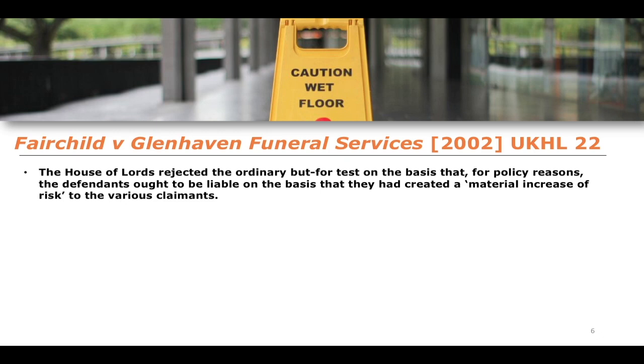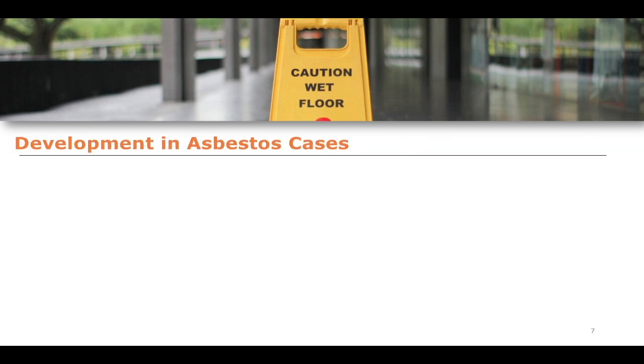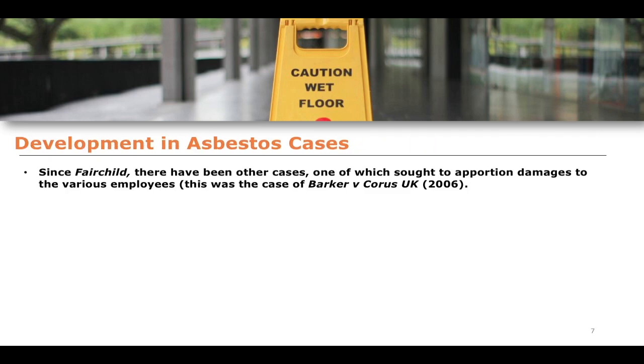If we were to apply the but-for test, how could you even possibly know which asbestos fibre was the cause of the illness, and where that asbestos fibre came from? Did it come from employment A? Did it come from employment B or employment C? Again, all of which is impossible to know. So the application of the but-for test would be impossible here. And so the result of this was, on the basis of a material increase of risk to the various claimants, there was joint liability.